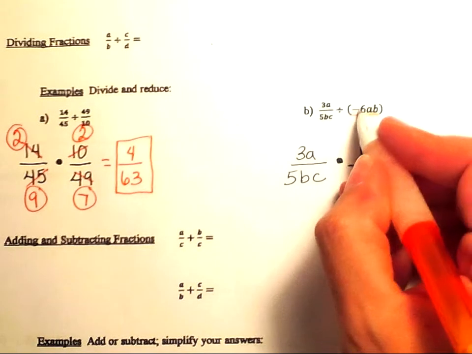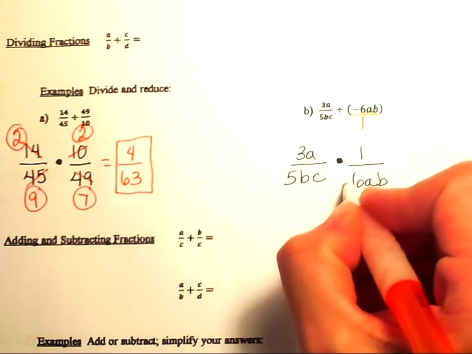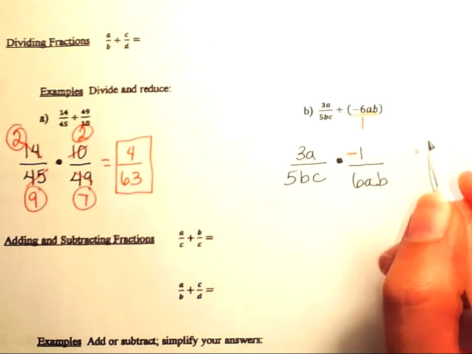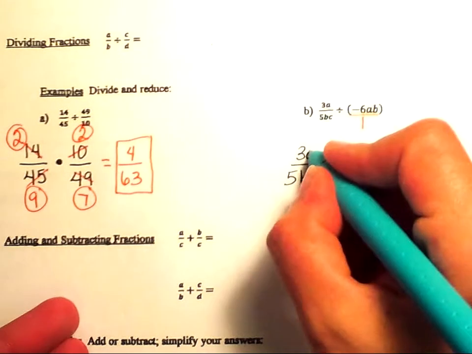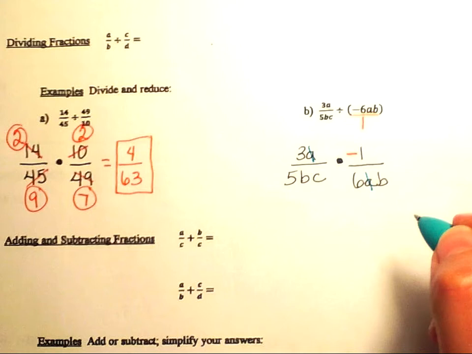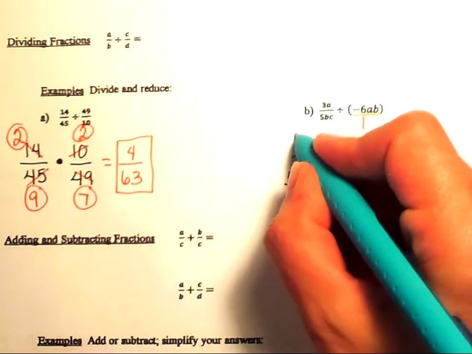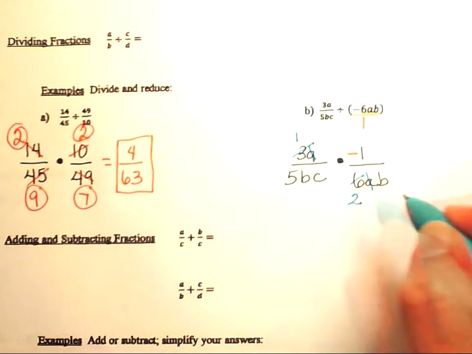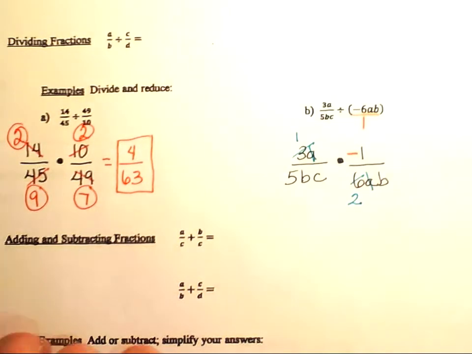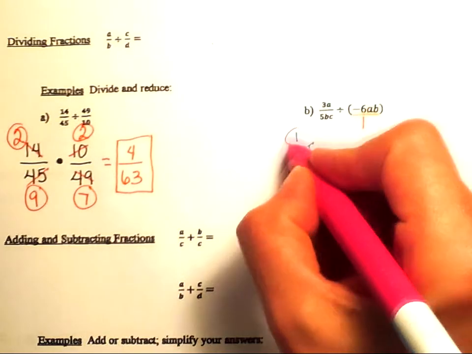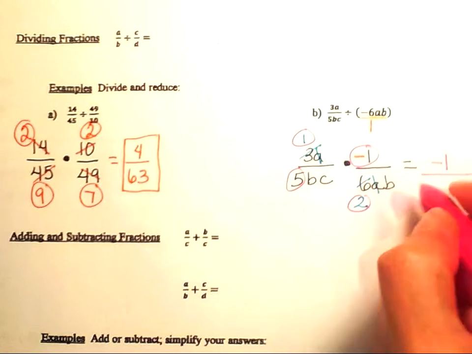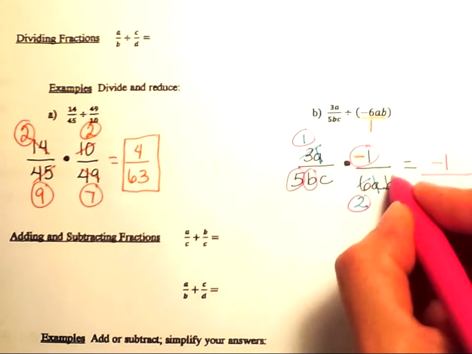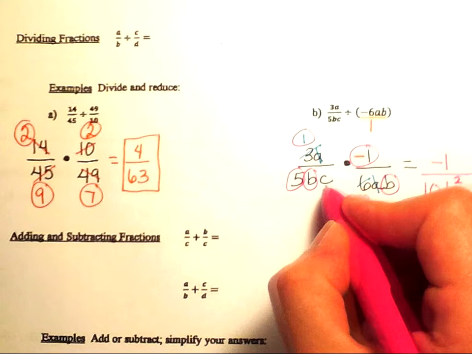Now, I don't want to forget this negative, and if you put the negative down here, lots of times you'll forget it. So I always put it up top so we don't lose it. Now we can do the canceling. We have 1a and 1a, which will cancel. The 3 will go into itself 1 time, and the 6 2 times. And now all I have are 1s up top. So nothing else will cancel. So 1 times negative 1 is negative 1 over 5 times 2 is 10. B times B is B squared, and a C.